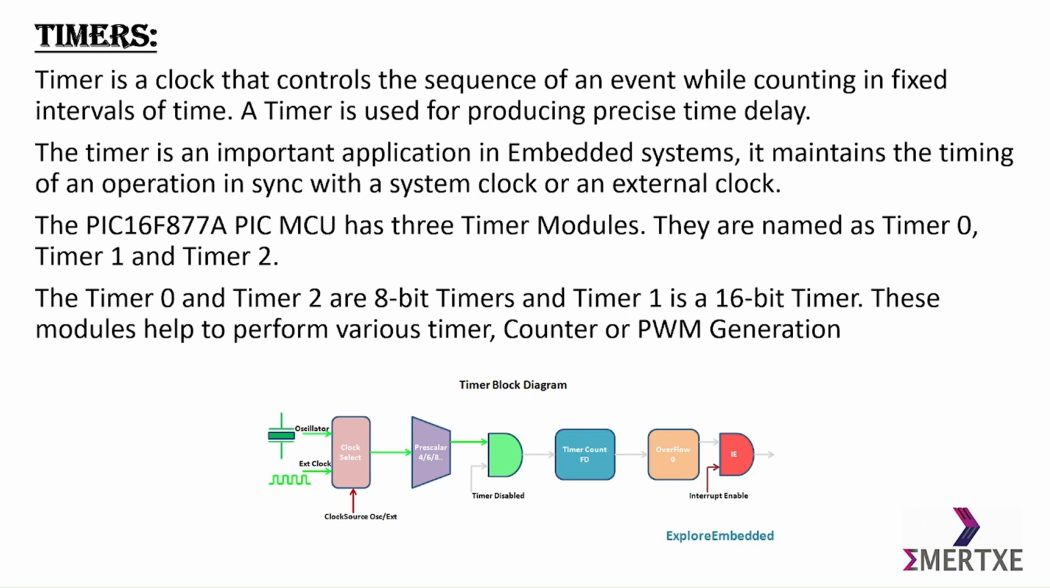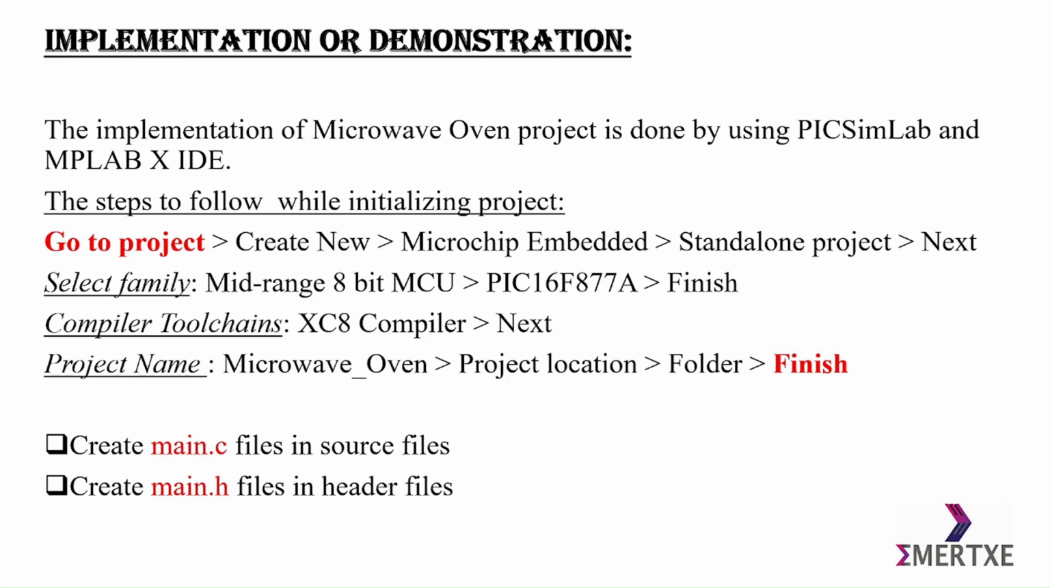And now let's implement and demonstrate the project in MPLAB X IDE. The microwave oven project is implemented using PIC16Lab and MPLAB X IDE. The steps to follow: we initialize the project. Go to MPLAB X IDE and create a new Microchip embedded standalone project. Next, select family: Mid-range 8-bit MCU, and press next. Select PIC16F877A and select finish. Now the compiler toolchain is XC8 Compiler, and next. Project name: microwave oven, project location folder, finish.